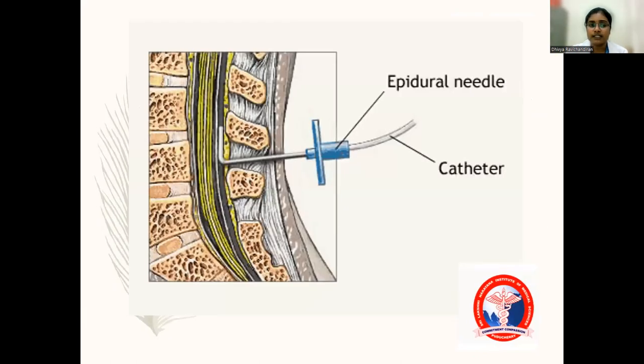This is how the epidural needle is placed and the catheter is inserted. The catheter is left in place, and whenever you need any anesthetic drug to be injected, or any painkillers, they can be given through this route.